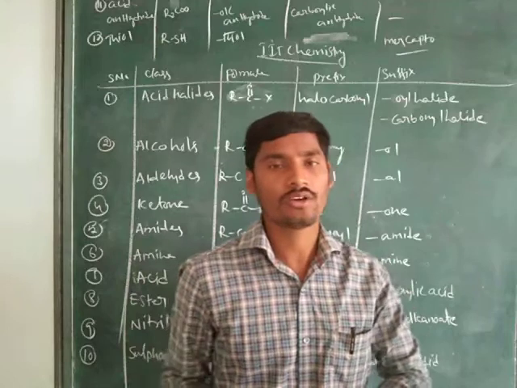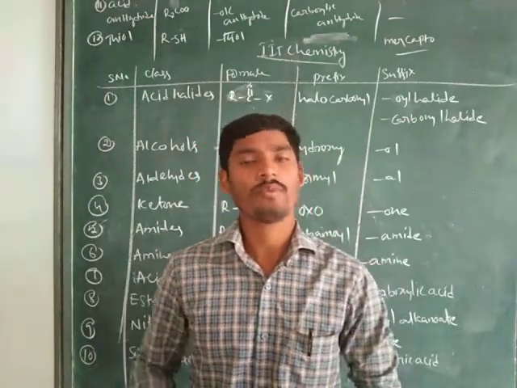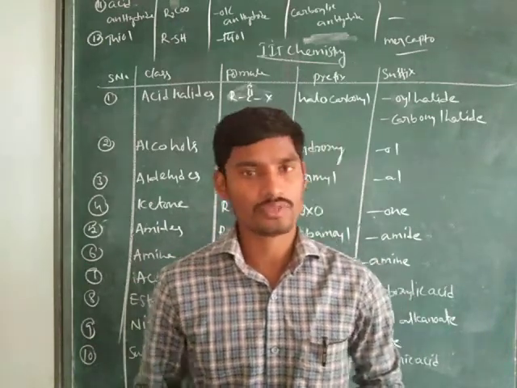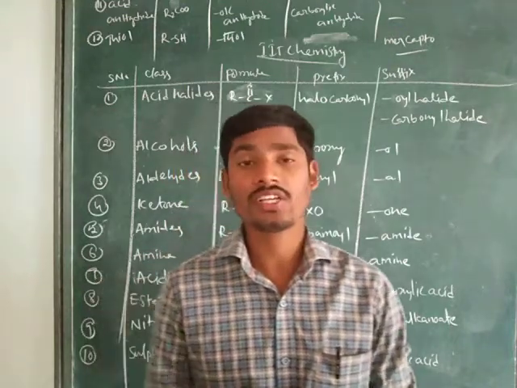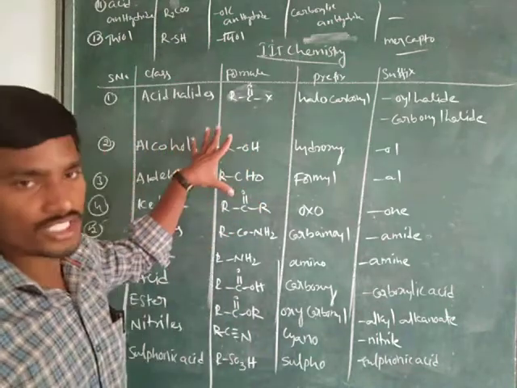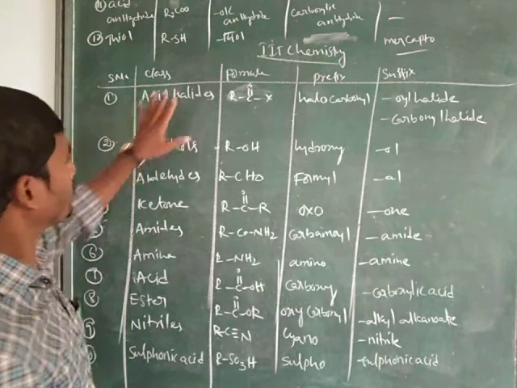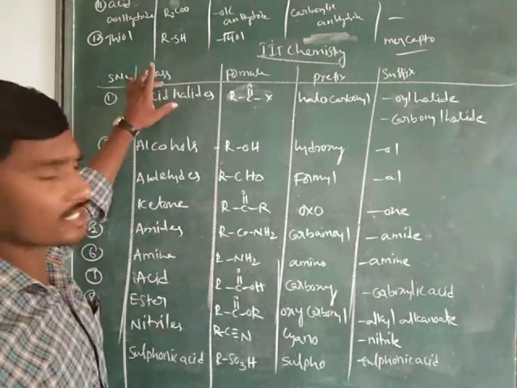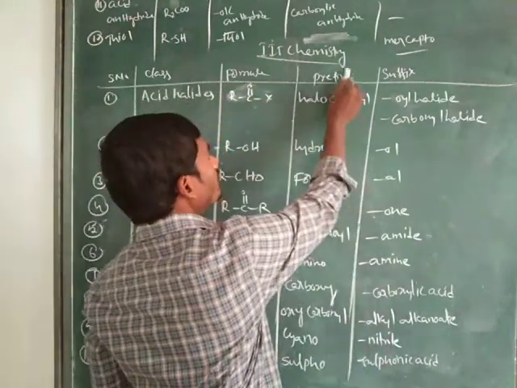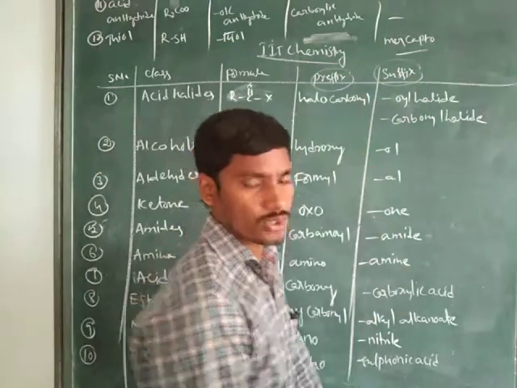See here, in the last class we discussed functional groups. What is meant by a functional group? For that I gave approximately 15 examples. Right children? Those 15 examples I am giving in tabular form. When we observe this table, we have considered serial number, class, and formula, and here there are two terms, prefix and suffix. Children, here prefix and suffix.